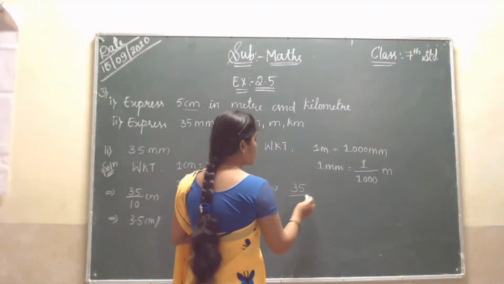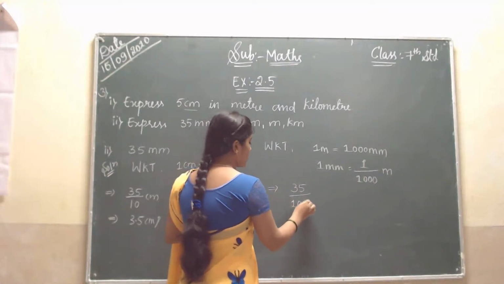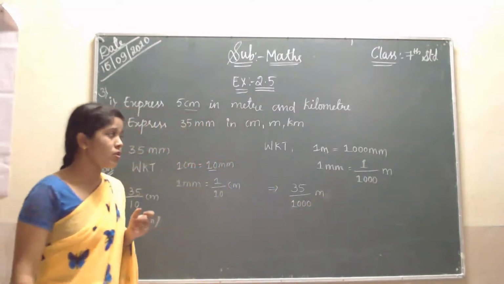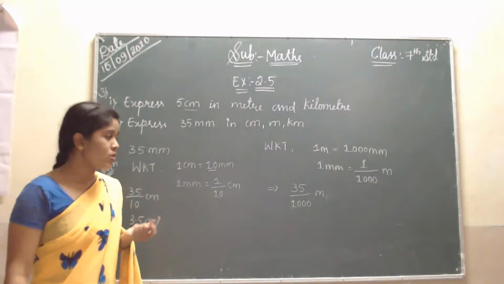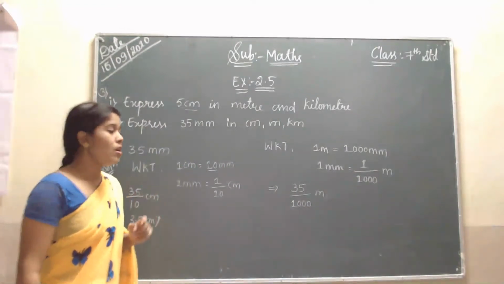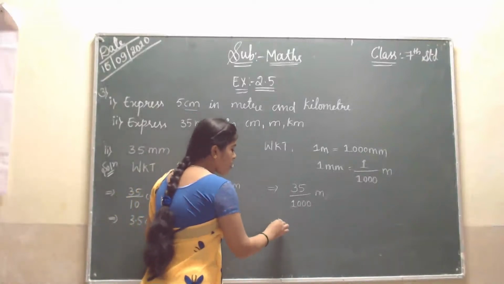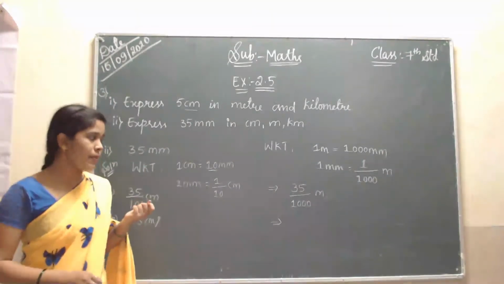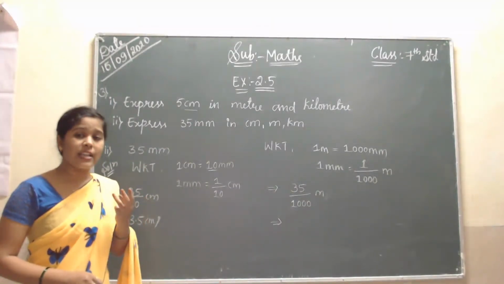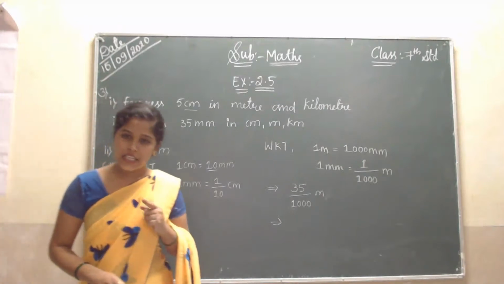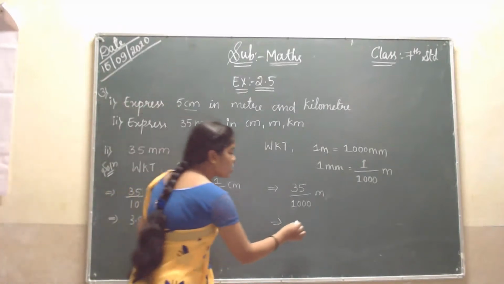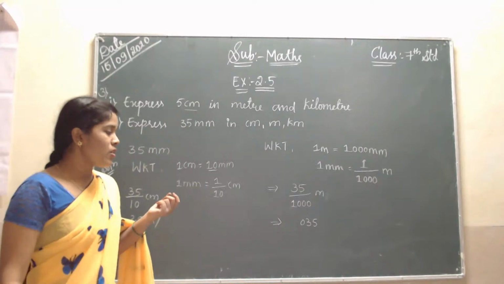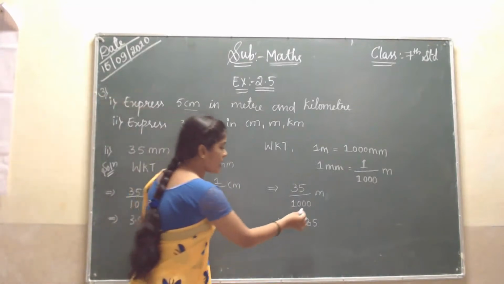35 millimeter to meter, so 35 divided by 1000. Because 1 meter is equal to 1000 millimeter, 1 millimeter is equal to 1 by 1000. So 35 millimeter is nothing but 35 by 1000. Here, see how many numbers. In the numerator there are two digits, 35, and in the denominator there are three zeros. So here we have to add a 0: 0, 3, 5, which is 35 only. You have to add 0 because the denominator has three zeros.